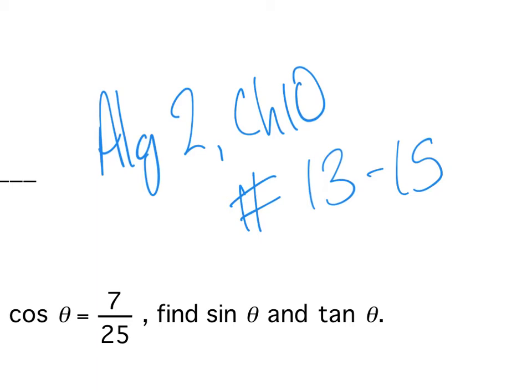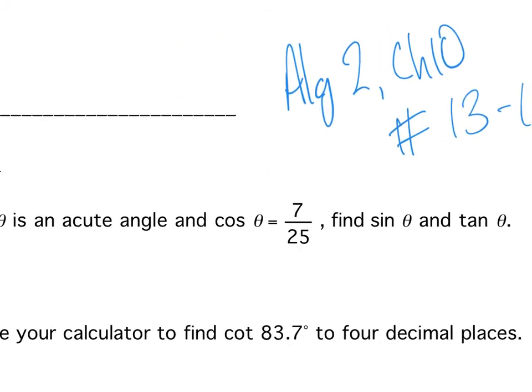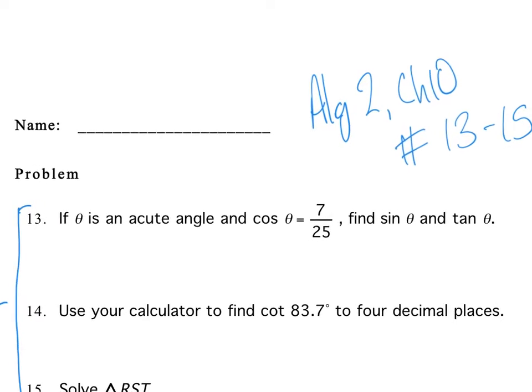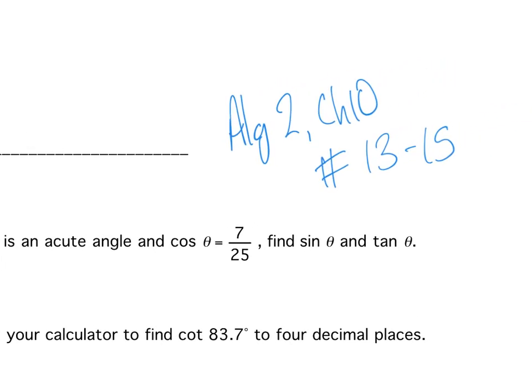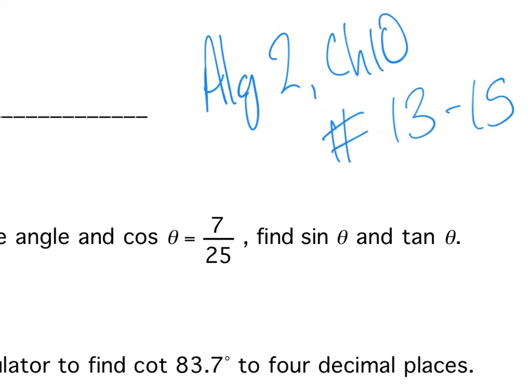Okay, now let's look at your Chapter 10 exam review problems, numbers 13 through 15. Starting with number 13, we have an angle. It's an acute angle, part of a right triangle, and they give us the ratio for cosine, and they want the sine and the tangent.